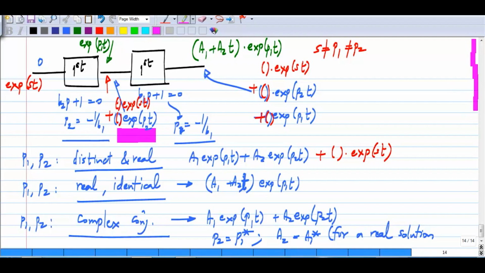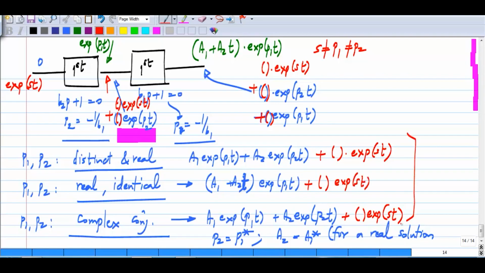Now similarly, if I have exponential st as the input when P1 and P2 are complex conjugates of each other, and I'll assume that S is not equal to either P1 or P2, we will simply get plus exponential st. And similarly, if P1 and P2 are real and identical, but S is not equal to P1, we will simply get plus exponential st.